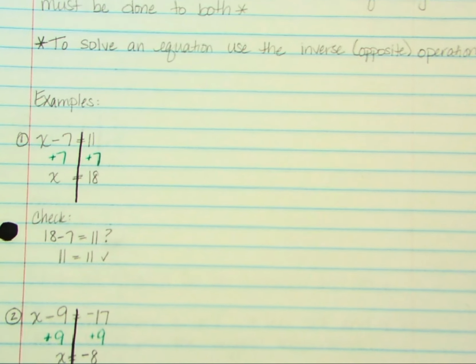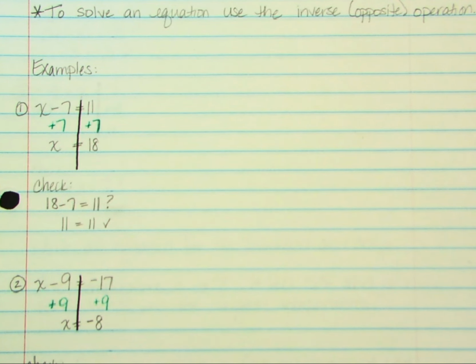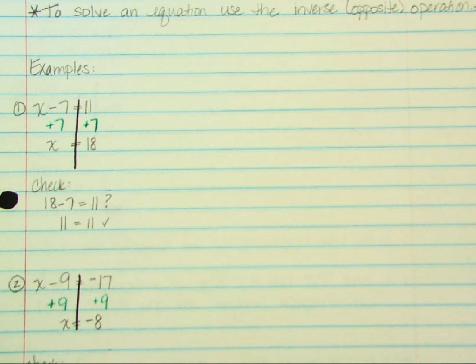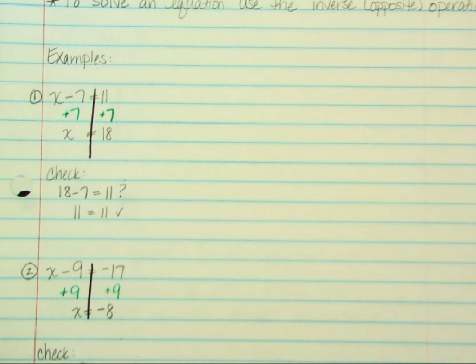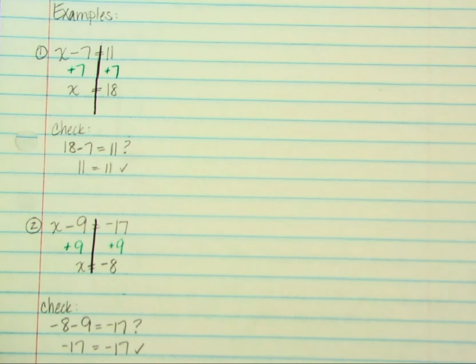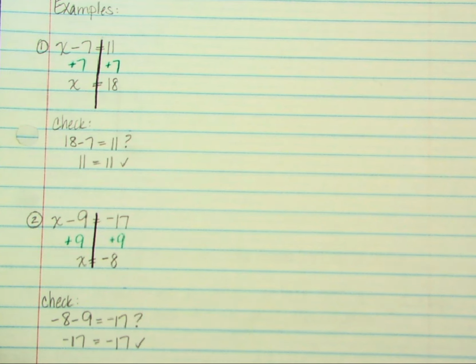Example number 2 is x minus 9 equals negative 17. We're subtracting in the problem, so we're going to add 9 to both sides. And so when we add 9 to negative 17, we get negative 8. And then we're going to check that. Negative 8 minus 9, if we double sweep that, becomes negative 8 plus negative 9, which is negative 17.